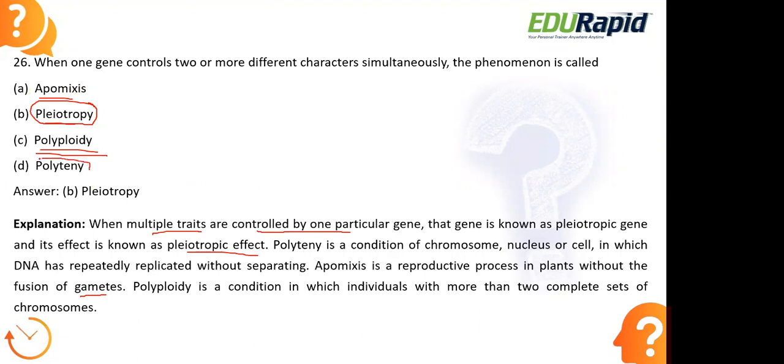When we are looking at the last, that is polyteny. Polyteny is a condition of chromosomes, or the nucleus or the cell of an organism, in which DNA is repeatedly replicated without separation. So the DNA would have replicated multiple times without separating. That is a phenomenon we call polyteny.